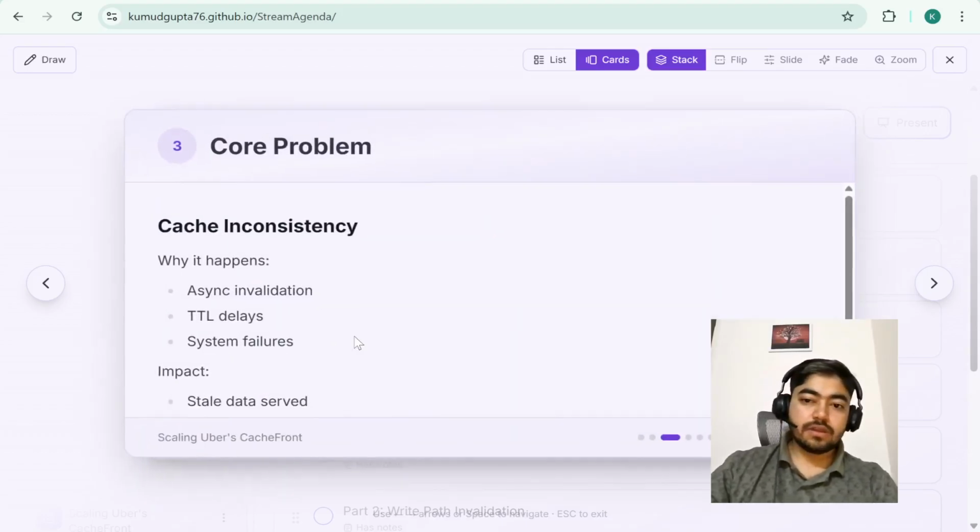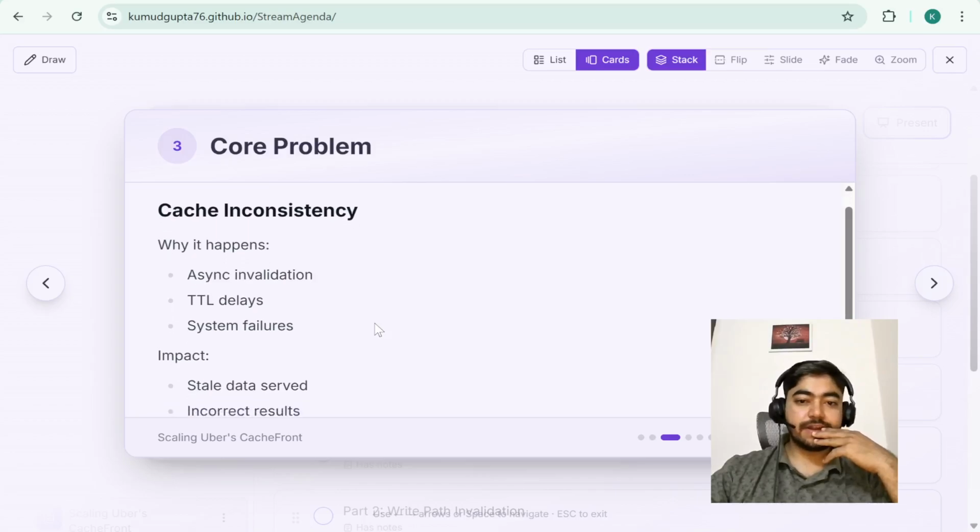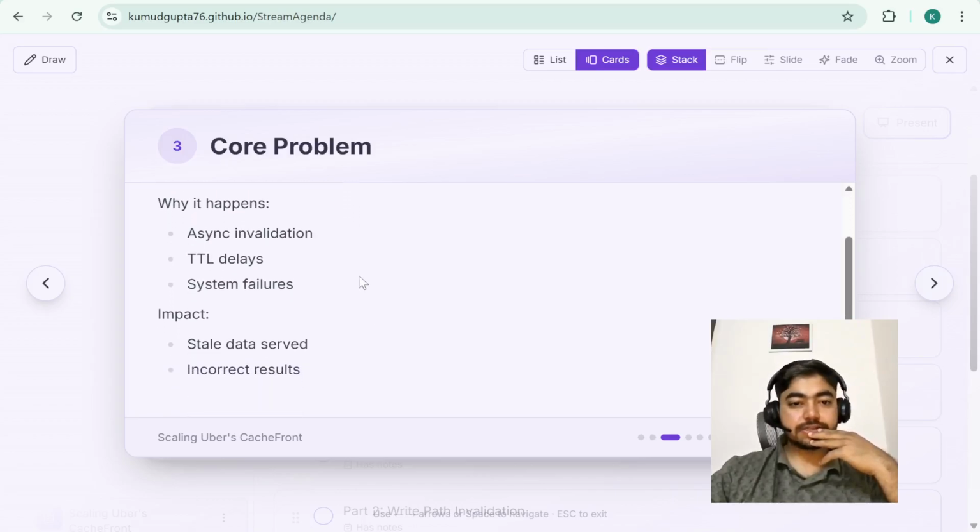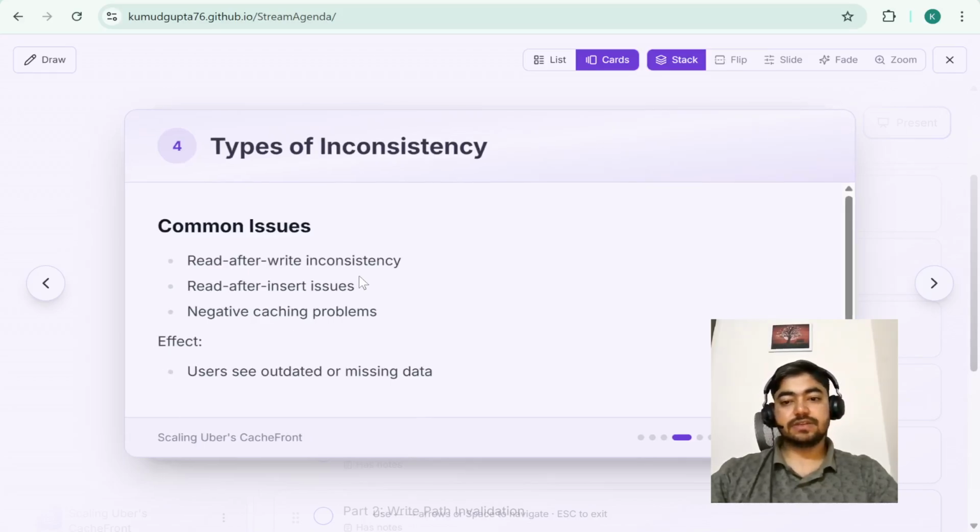Now here's the problem: cache improves performance, but it introduces inconsistencies. Why? Because cache invalidation is asynchronous, TTL delays updates, and failures can happen. So the system might return stale data or even incorrect results. And there are a few common types of inconsistency. First one is read after write inconsistency. So if you update something but still read the old value. Second is read after insert issues, especially with negative caching. So the user might see outdated data or think something doesn't exist when it actually does.